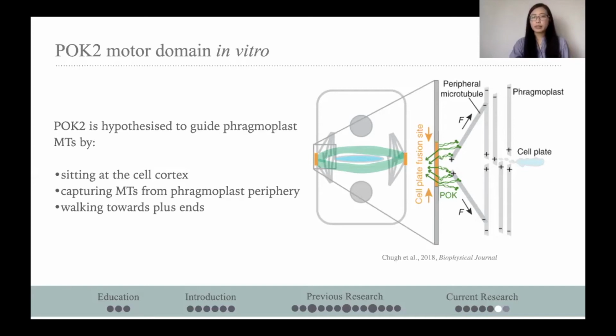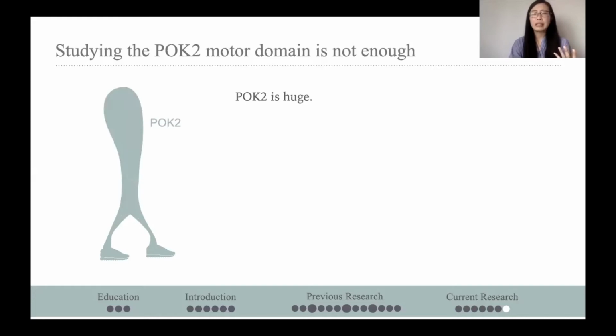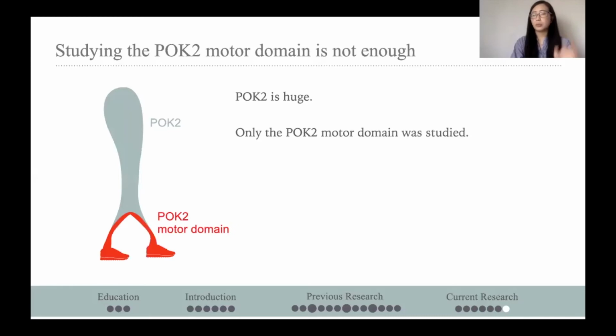The only problem with this is that we have to talk a little bit about the motor domain. Here is what you recognized before. It's a conventional kinesin. Normally, most kinesins more or less look like this. But POC2 is very special. It's humongous, three times the size of a normal kinesin. Because it was so big, it was really hard to study. So they just studied the motor domain, a minimal part, and that motor domain already showed motility on a microtubule.